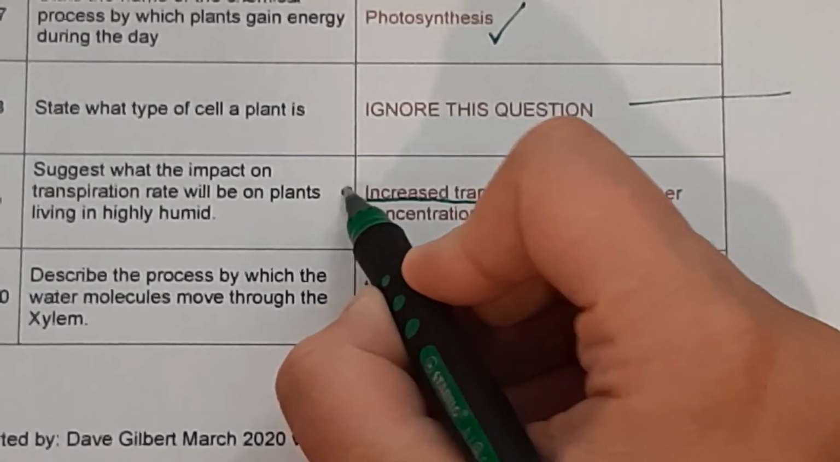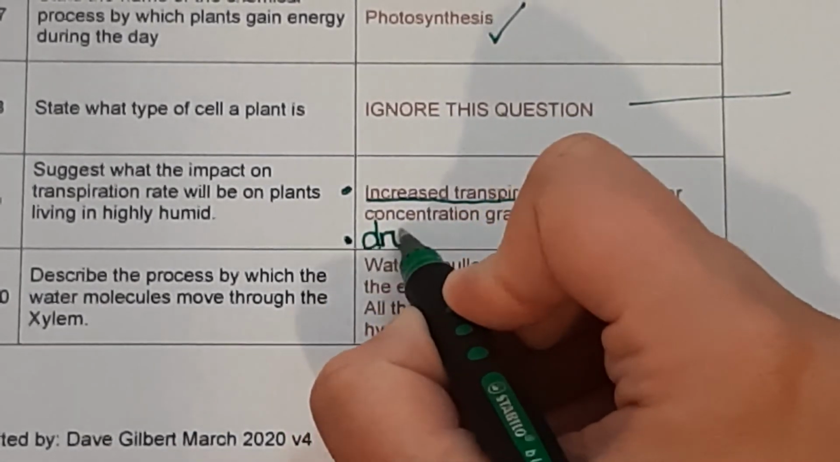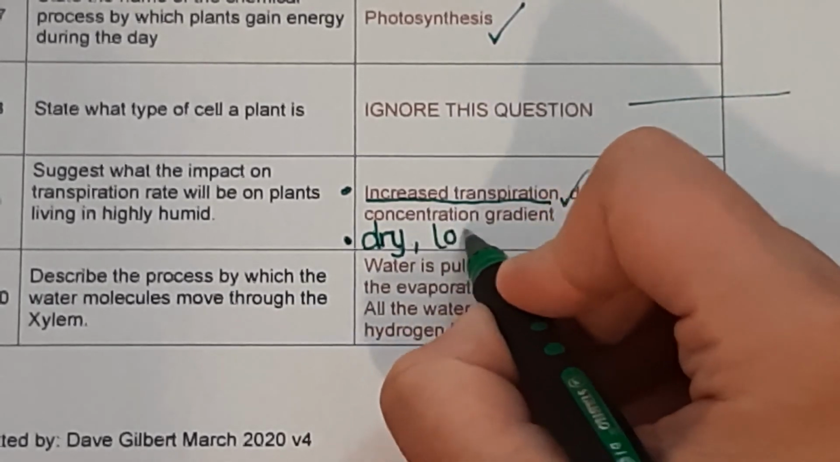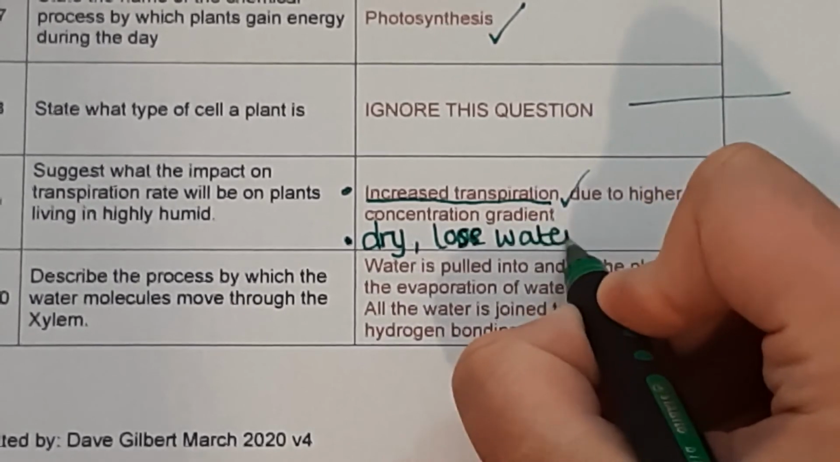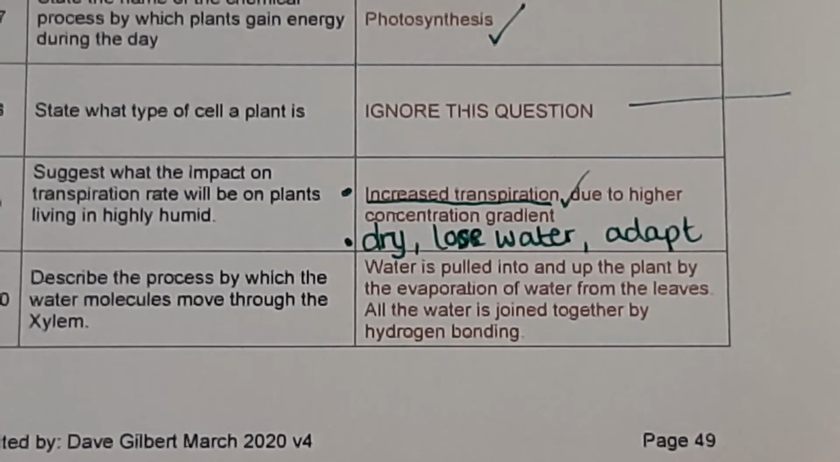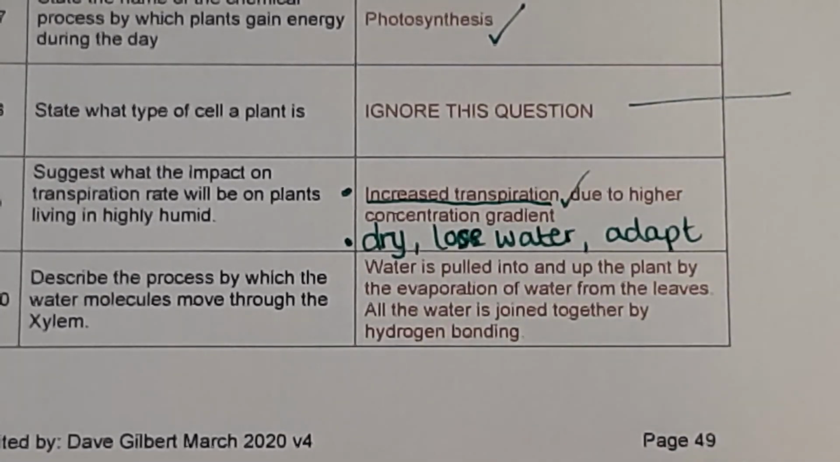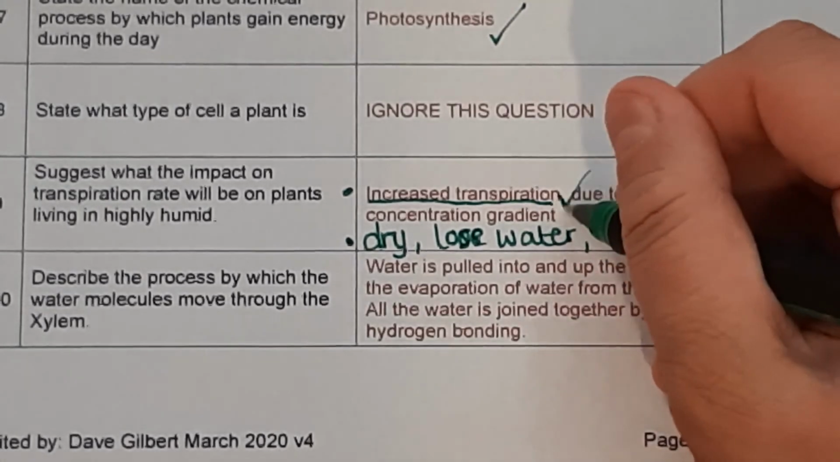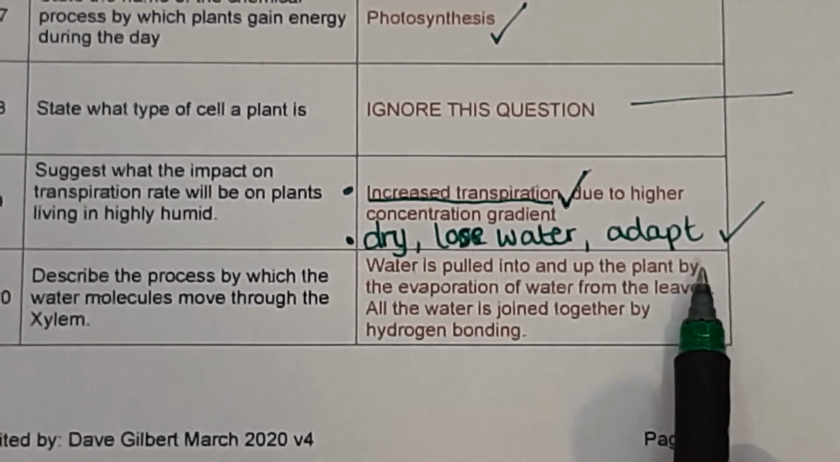For a second mark here, I think we need to talk about the fact that the plants are going to be dry. They're going to lose a lot of water, and they're going to need to adapt to their environment, such as desert plants. So anything along these lines, in fact, the plants can be very dry. They're going to lose water. They're going to struggle to keep their water, or they're going to have to adapt to their environment. So there's 2 marks available here. One to say there's more transpiration, and one to say what they're going to need to do because of that.